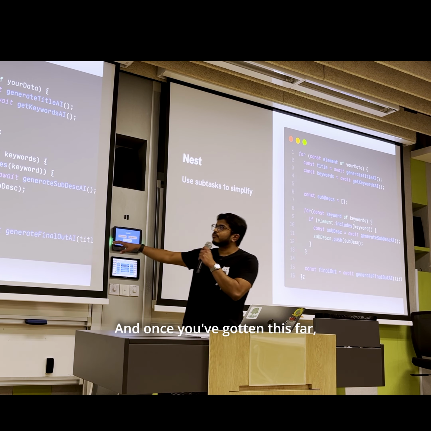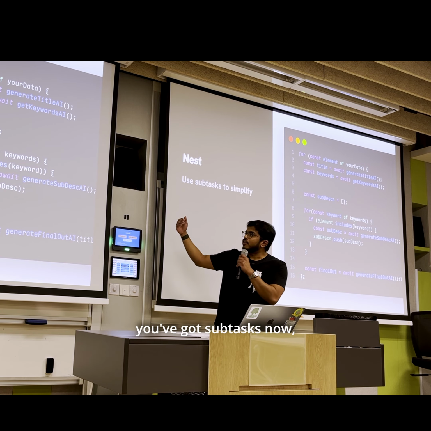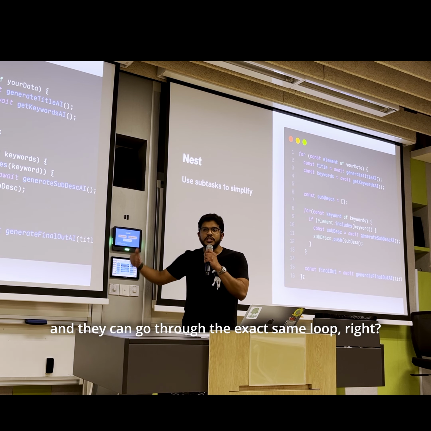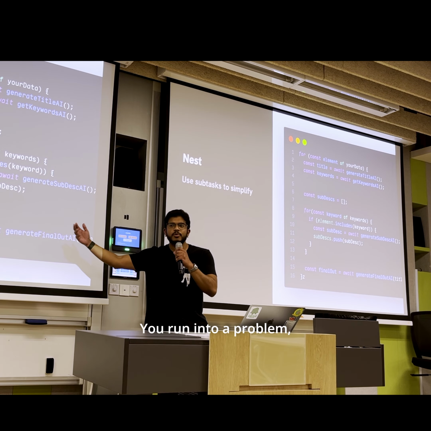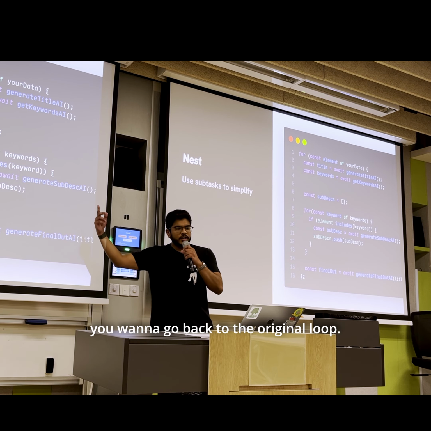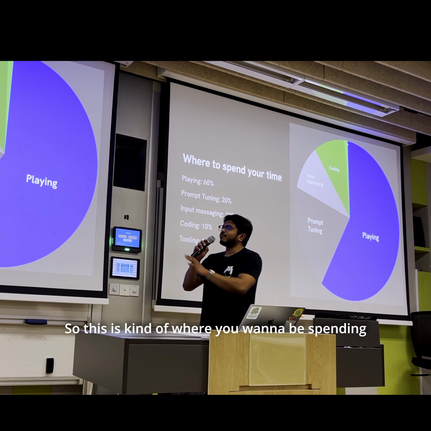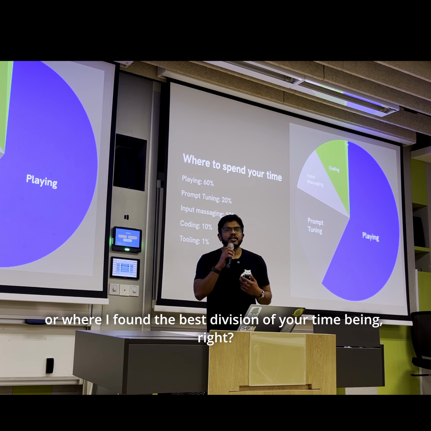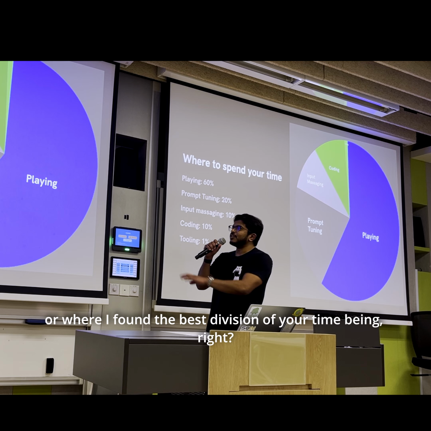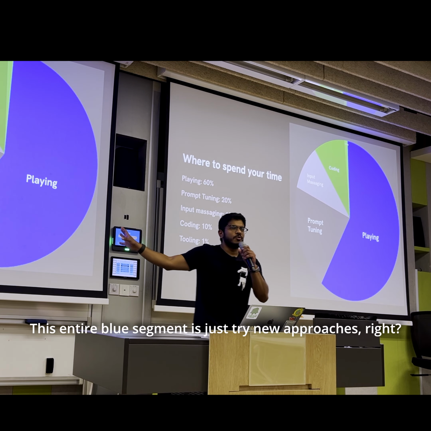And once you've gotten this far, and if luck would have it, if you go to production and you've got users, you've got subtasks now, and they can go through the exact same loop, right? You run into a problem, you've got a new customer with new kind of data, new problems, new things. You want to go back to the original loop. So this is kind of where you want to be spending, or where I found the best division of your time being, right? This entire blue segment is just try new approaches, right?